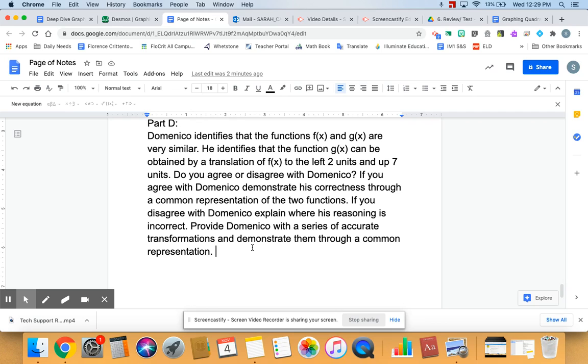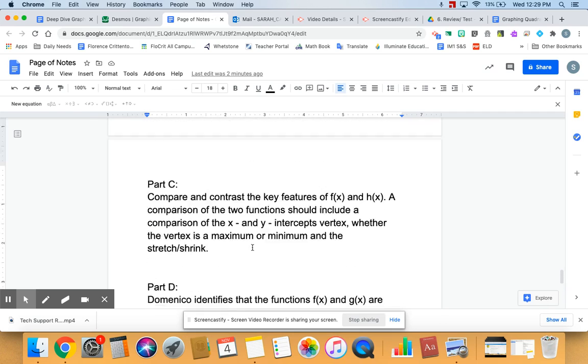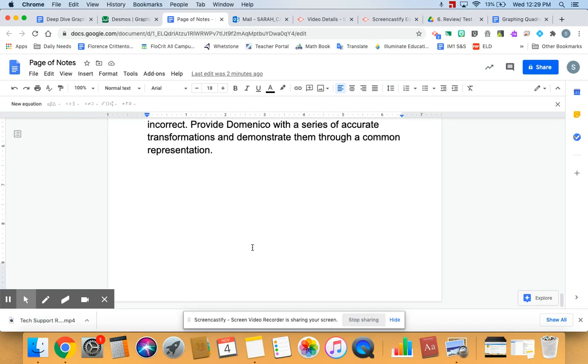And that is the entire test. So go ahead and practice this page of notes and put your answers into that slideshow Pear Deck thing, and then you'll be ready for the test.